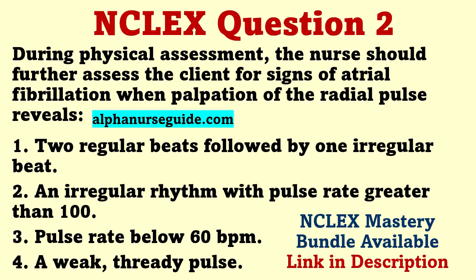The correct answer is 2. Characteristics of atrial fibrillation include pulse rate greater than 100 beats per minute, totally irregular rhythm, and no definite P waves on the ECG. During assessment, the nurse is likely to note the irregular rate and should report it to the physician. A weak, thready pulse is characteristic of a client in shock. 2 regular beats followed by an irregular beat may indicate a premature ventricular contraction.